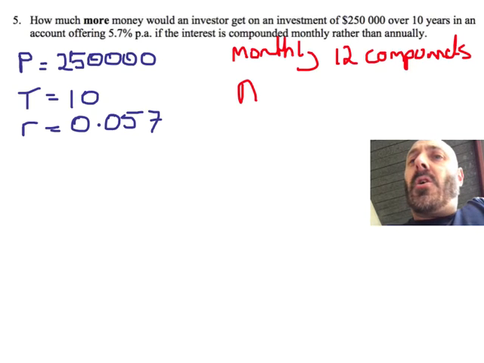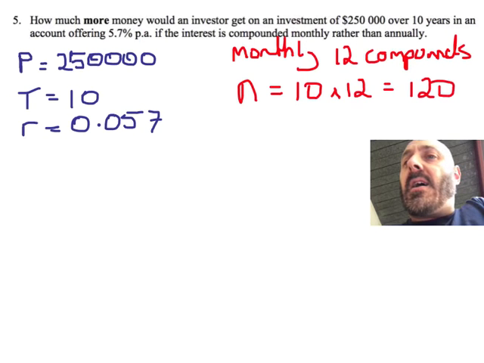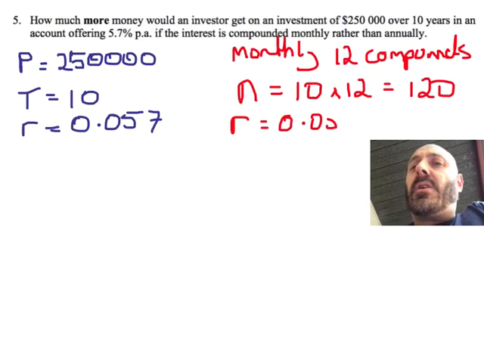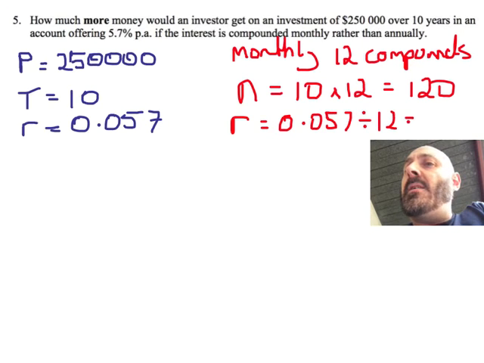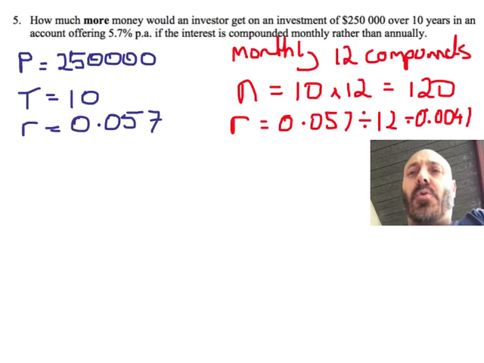My principal is a lot bigger now. $250,000, and that is the same for both cases. And I'm looking at a time in years of 10 years and an interest rate of 0.057, which is 5.7%. You can work that out every question by dividing 5.7 by 100 if you wish.